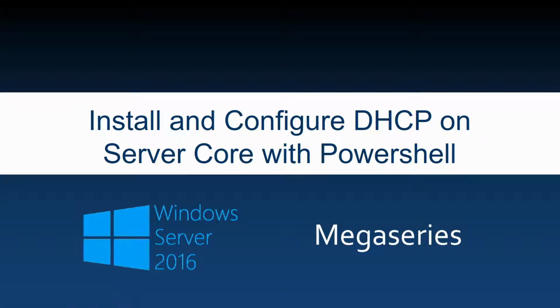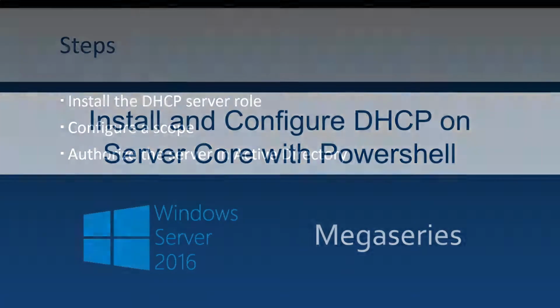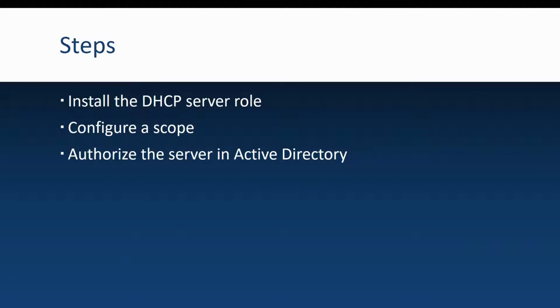In this video, we are going to be configuring DHCP on a Windows Server 2016 server core machine using PowerShell. And here are the steps that we will perform in this video. First, install the DHCP role, then configure a scope, and at the end also authorize the DHCP server in Active Directory.